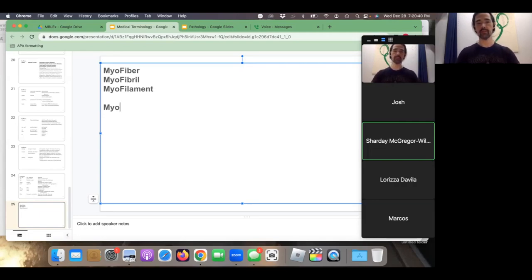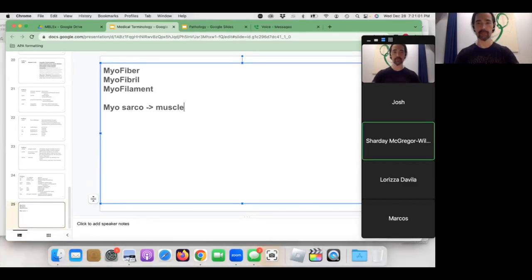What's the difference between myo and sarco? What's the practical difference clinically? If you hear the word myo or sarco, nothing. It's basically the same thing. They both usually refer to the muscles. But sarco has an additional potential meaning. And what can that refer to?